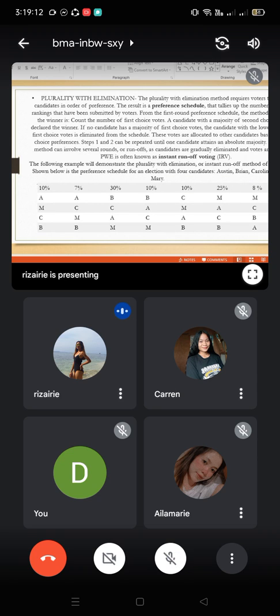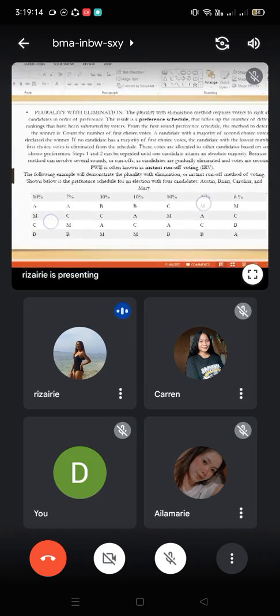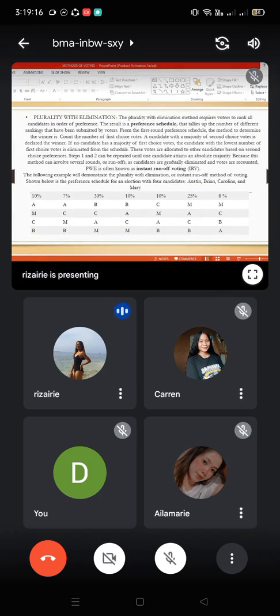Plurality with elimination. The plurality with elimination method requires voters to rank all candidates in order of preference. The result is a preference schedule that tallies up the number of different rankings that have been submitted by voters. From the first round preference schedule, the method to determine the winner is: count the number of first choice votes. A candidate with a majority of first choice votes is declared the winner.